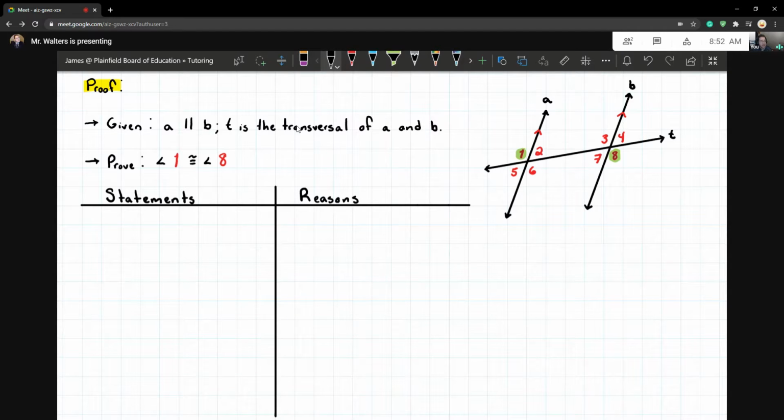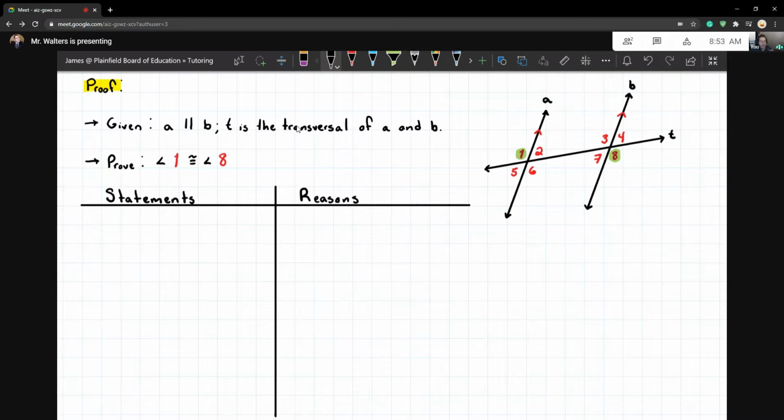We can see that indicated by the red arrows. And we know that T is the transversal, the line that bridges the two parallel lines and enables us to create these angles here, 1 to 8. So now I want to prove that 1 and 8 are congruent.